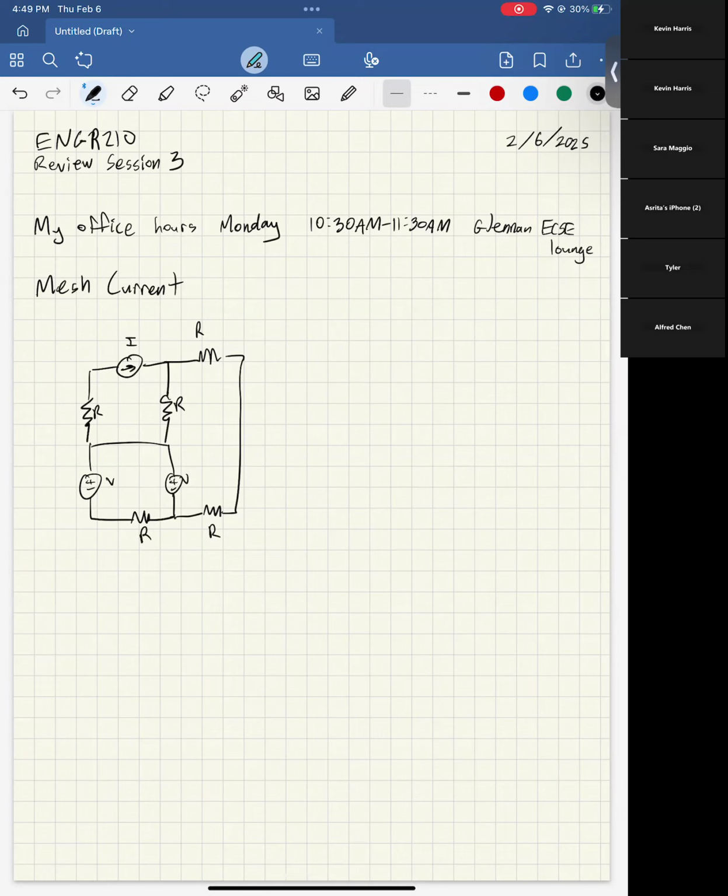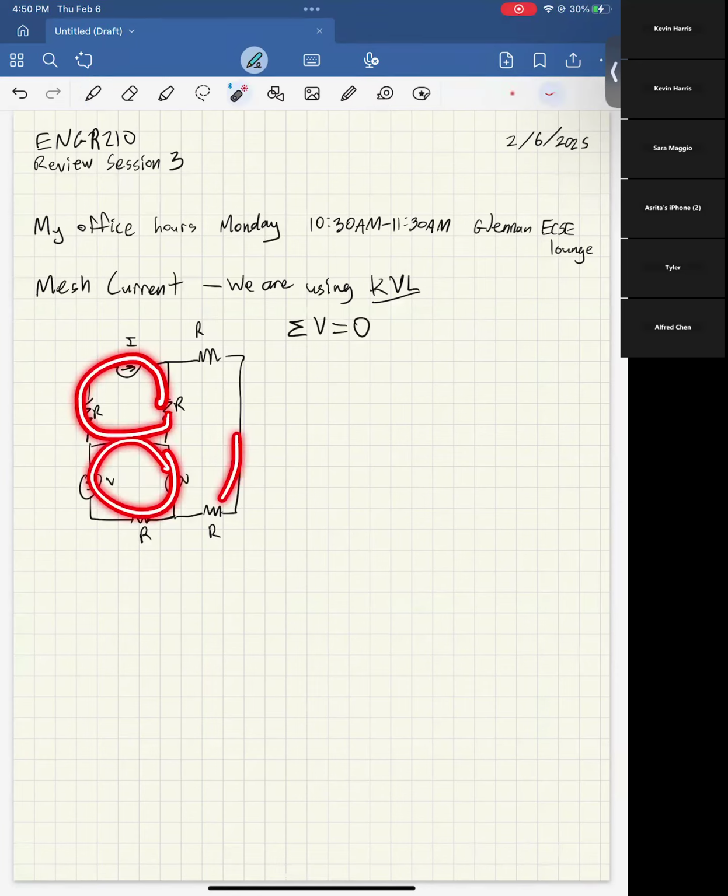The key thing with mesh current is that we are using KVL, which says the sum of all voltages around a loop is equal to 0. That means the voltage rises around any one of these loops equal the voltage drops. If we go up some amount of volts here and down some amount here, we go up the same amount that we go down, no matter what, for any loop. And you can use that to write equations.